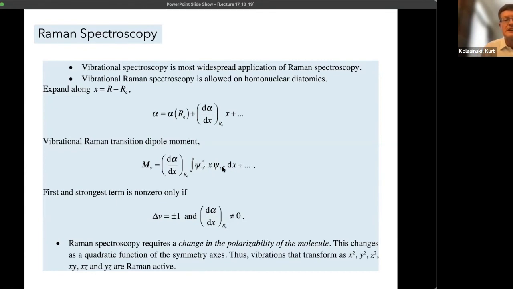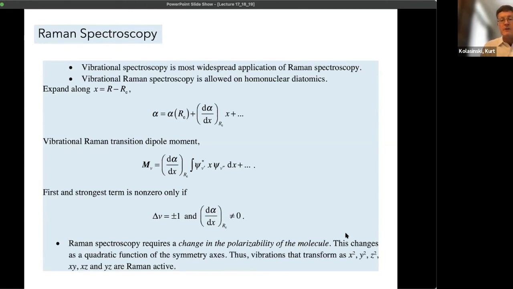Well, that integral is going to not be equal to 0 for delta V equals plus or minus 1 for a harmonic oscillator. That's no problem at all. Oh, but this derivative must not be equal to 0. In other words, you need a change in polarizability. The derivative of polarizability with respect to x has got to be not 0. There needs to be a change in polarizability as the vibration occurs.